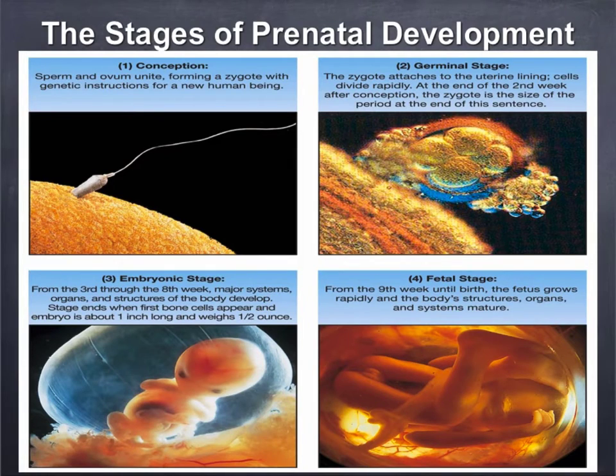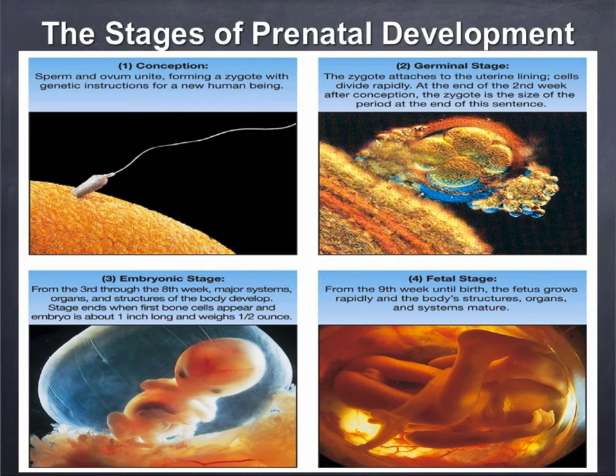Conception marks the beginning of the prenatal period, and it usually takes place in the fallopian tubes, with fertilization of the egg by the sperm. The zygote is the cell that results from the union of sperm and ovum. During the first 2 weeks after conception, rapid cell division occurs, and a zygote is about the size of a period at the end of a sentence. By 3 to 8 weeks, you have what's called the embryo. It's a developing human organism. It has major systems, organs, and structures of the body already starting to develop.